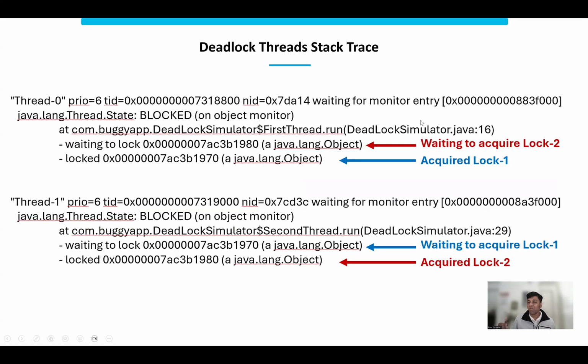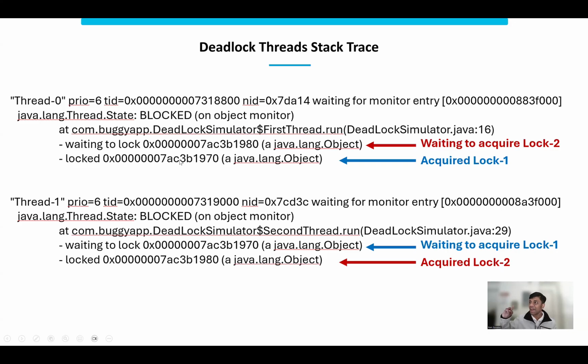So how does it look in the thread dump report? How does it look in the actual thread dump report? This is how it will look. Both the threads will be in a blocked state. You see, both the threads will be in a blocked state.